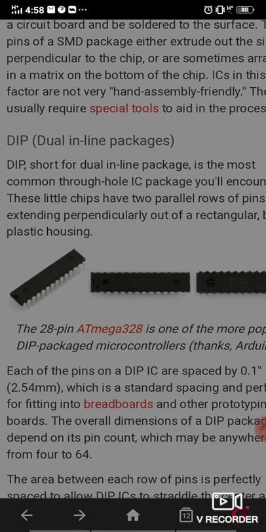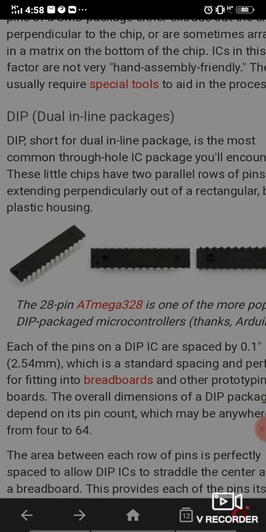Dual inline package. DIP is short for dual inline package. In the most common through-hole form, we encounter little chips that have two parallel rows of pins perpendicular to the chip.